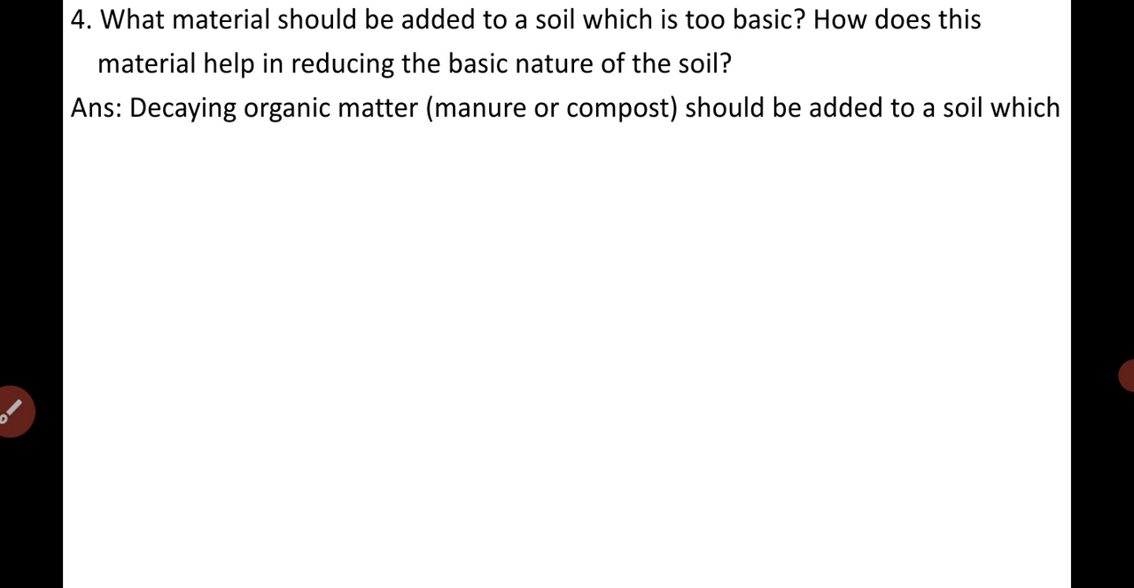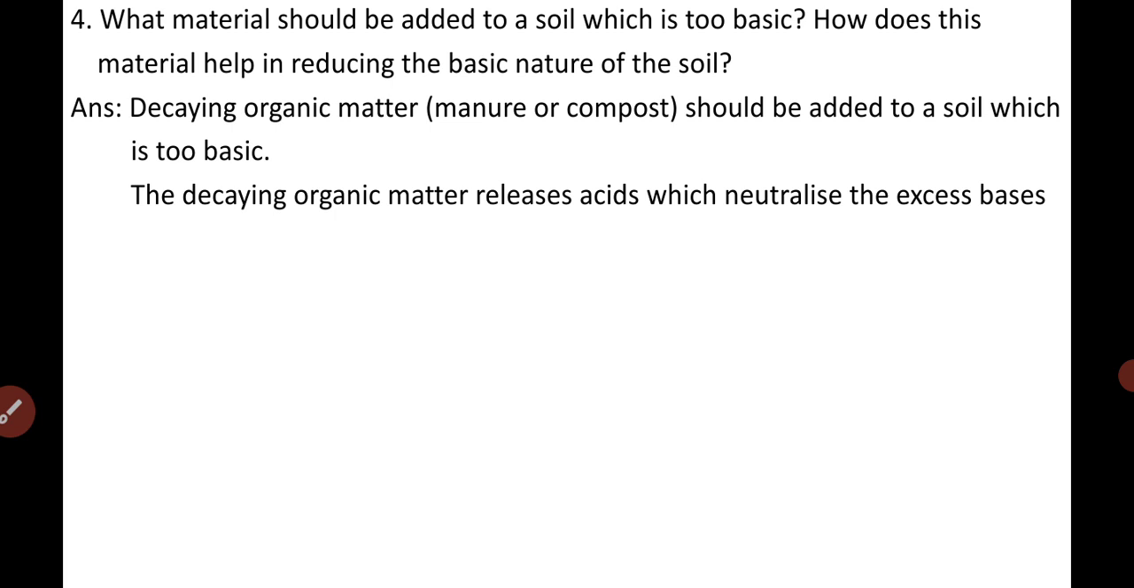You have to add decaying organic matter, or say manure or compost, which will release acidic substances. If the soil is too basic, this decaying organic matter, manure or compost, releases acids which neutralize the excess bases present in the soil and reduce its basic nature. Clear?